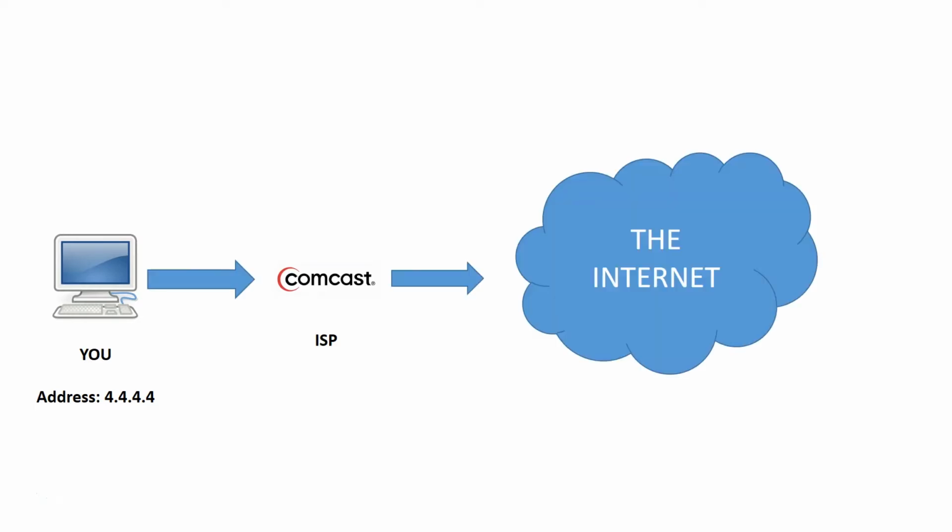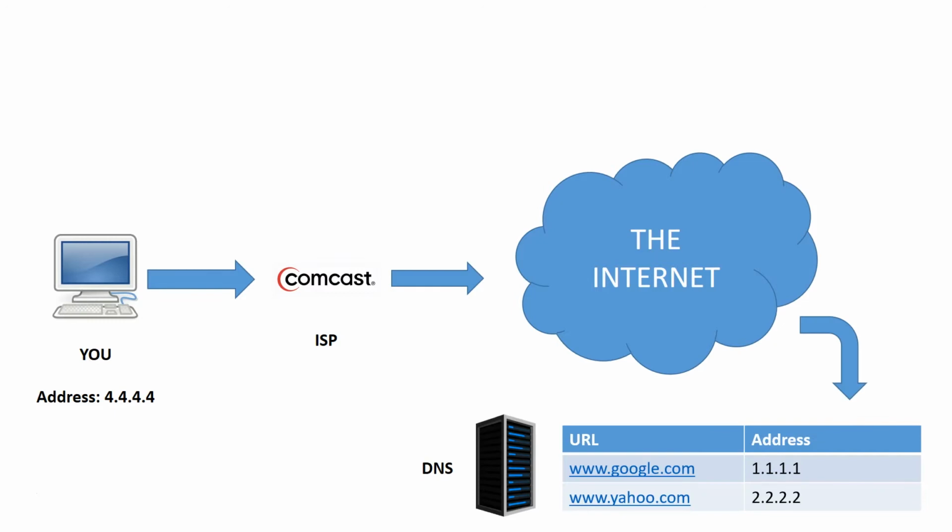So, let's go over how the internet works in case you haven't seen it from another video of mine. You've got your computer with its IP address, and we're going to call it 4.4.4.4, and you've got an ISP, and you've got the internet, and you've got the most important thing, which is a DNS server. And the DNS server takes addresses that are human readable, let's say like google.com, and converts them into addresses that are machine or computer readable, like 1.1.1.1.